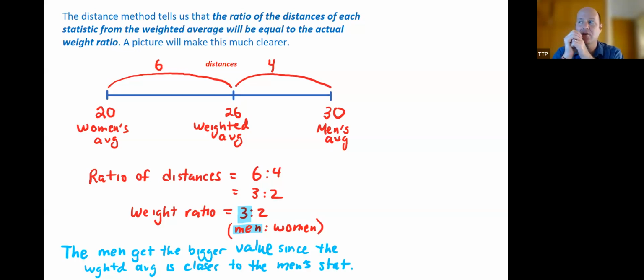Let me say that again. The men will get the larger value in the weight ratio, in this case, the 3, because the men's stat is closer to the weighted average. You can kind of think of it as like a tug of war, that game we used to play when we were kids with the rope, where you pull to try to get the flag closer to you. The heavier side, the side that is more heavily weighted, will pull the weighted average closer to it and will therefore need to be given the higher weight.